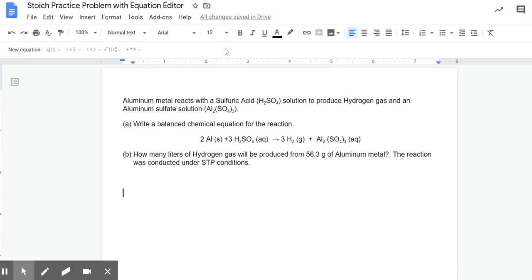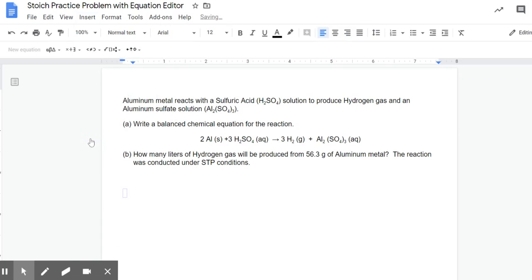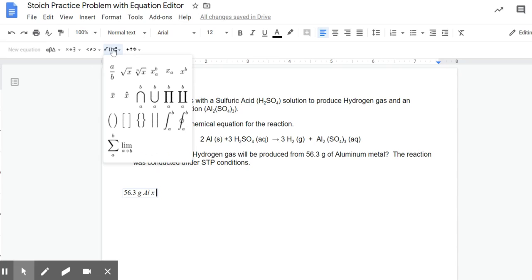All right, to use the equation editor, go to the Insert submenu, click, and then drop down to the word equation. All right, you're going to get a new submenu right here on your toolbar, and then a blue box shows up on your screen. All right, to work with the equation editor, you need to be inside of that blue box. All right, so for this problem, 56.3 grams of aluminum times. All right, to put in our conversion factor, we're going to go to this math operations dropdown and choose the A over B fraction option.